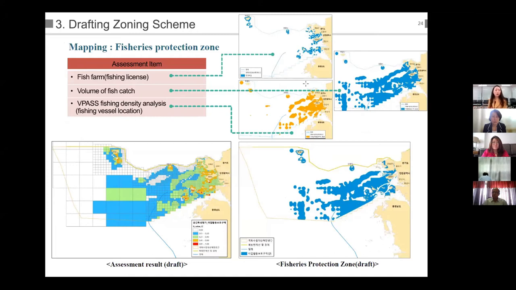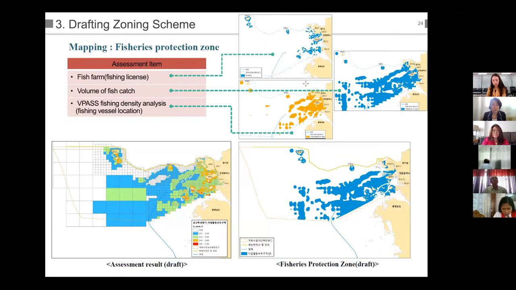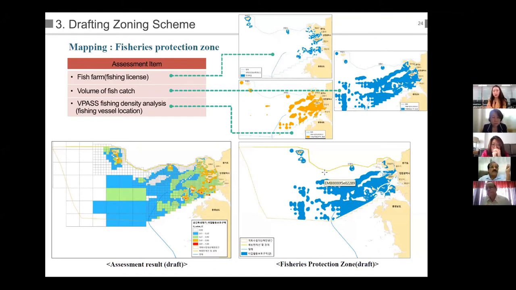First, how we decide what shall be the fisheries protection zone. First, we look at the fish farm and we collect the data related to fish farm and the volume of the fish catch, and also we do fishing density analysis, which is about fishing vessel location. All the data is fed into the system so that we can conduct the assessment, and the results are shown on this grid. If you look at the right bottom, you can see that there are different grades. Depending on the assessment outcomes, we give the grade from 1 to 3. And those with the grade higher than 3 will be allocated to the fisheries protection zone. This is how we make a decision.